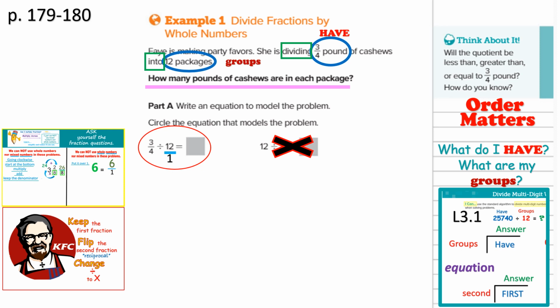So when I look at that, I have a whole number of 12, I put it over 1. Now I can rewrite my problem so I can see it clearly. I have 3/4 because that's what I have in my cashews, and I'm dividing it into 12 equal groups, so I'm doing 3/4 divided by 12 over 1. Can't do that math, so I have to change it. So I keep my first one, I flip my second one, so it becomes 1 over 12, and then I change my division into multiplication.